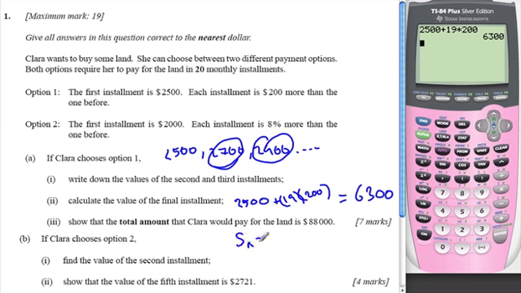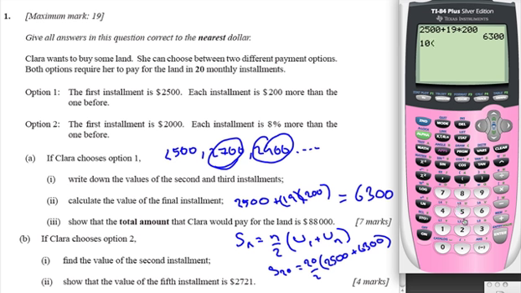Let's go on the calculator. So we've got 10 times 2500 add 6300. Okay. Good, so the final step is just to write it.